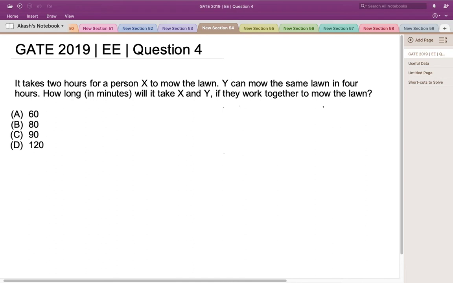So we have been given two persons X and Y whose individual times to mow the lawn have been given, and we have to determine how long it will take for them if they work together. Now, in order to solve this problem, let's have a look at the useful data.